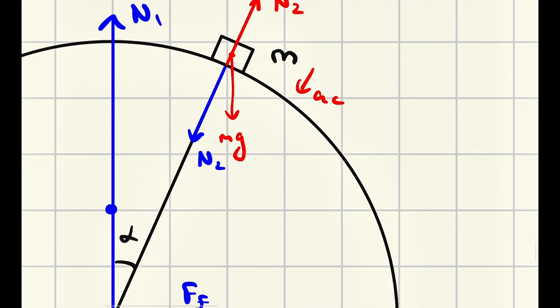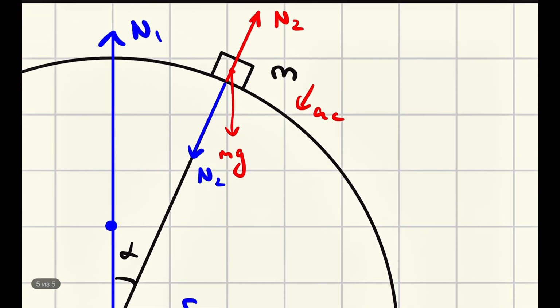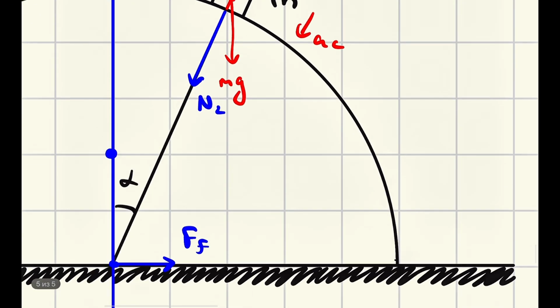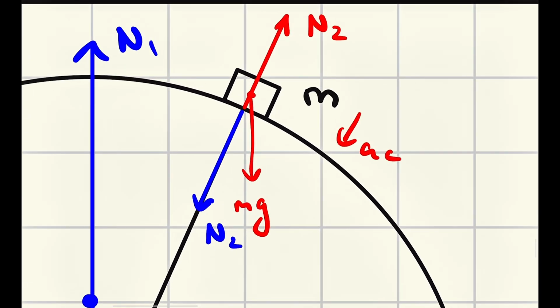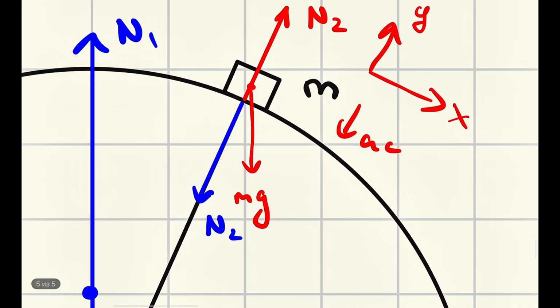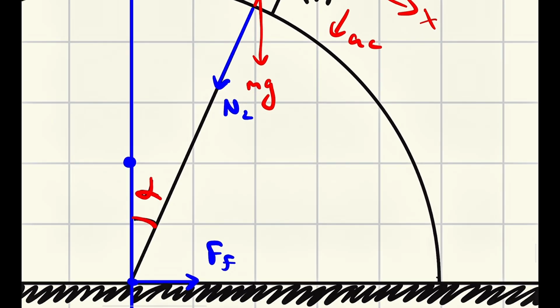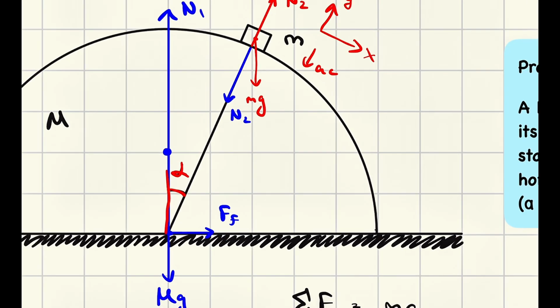So if we have normal force N2 going to the right top side and mg straight down, it means that we can choose xy components like this. If this is going to be our y component, this is going to be our x component. And that's why we need to make something like this. Well, if this angle is alpha, it means we can use the law of sines, which is like this. If this angle is alpha, this angle is alpha as well.